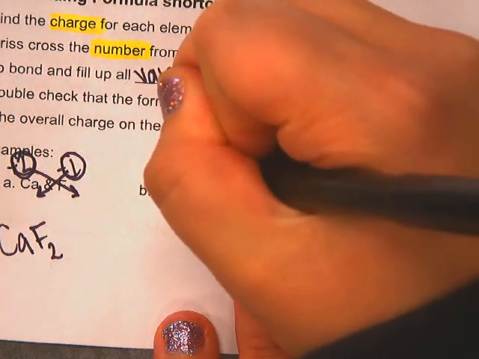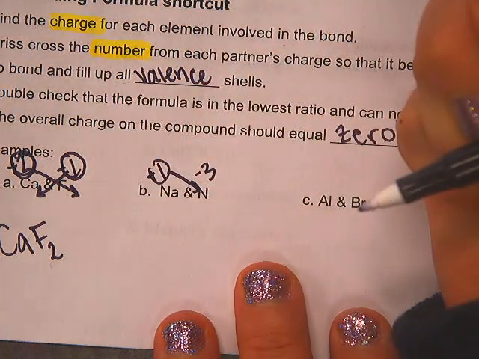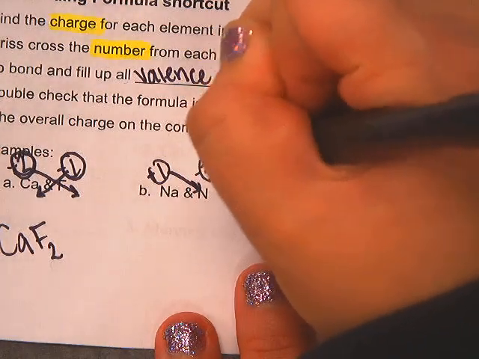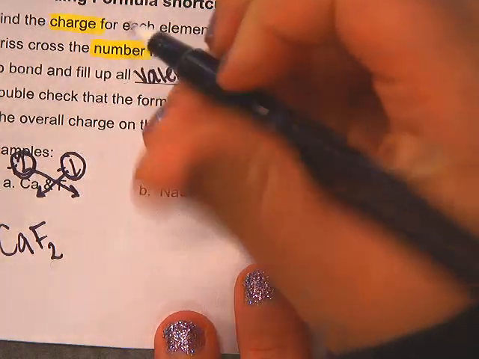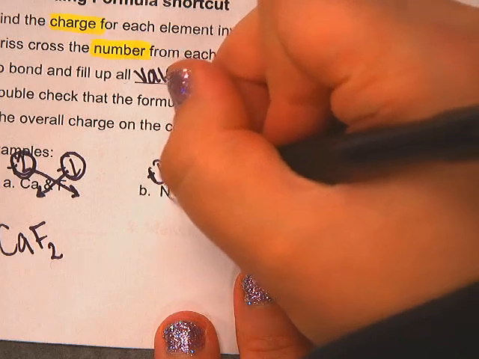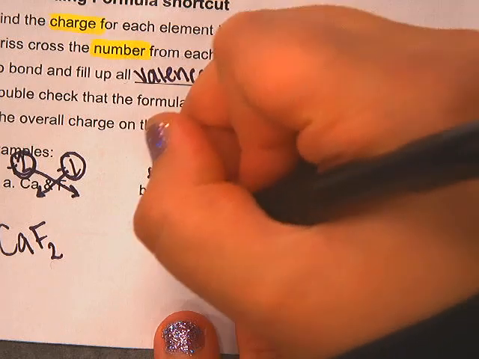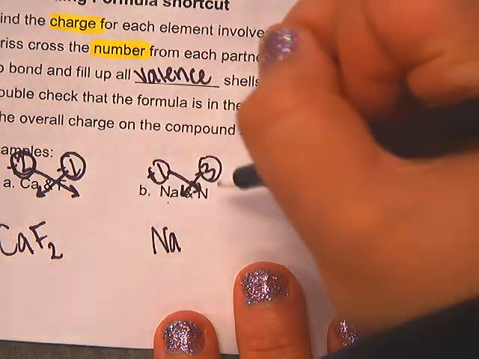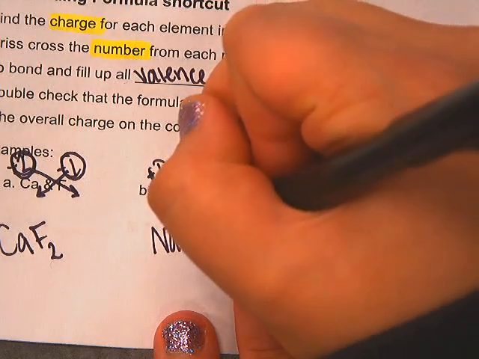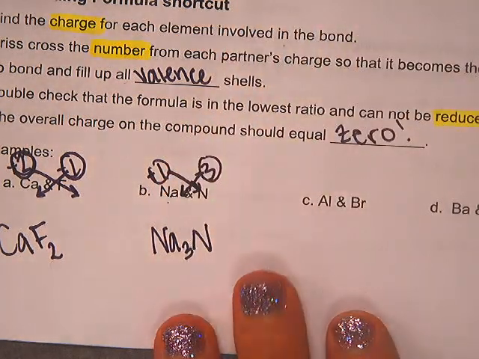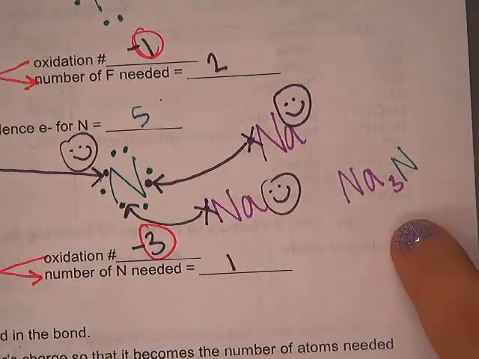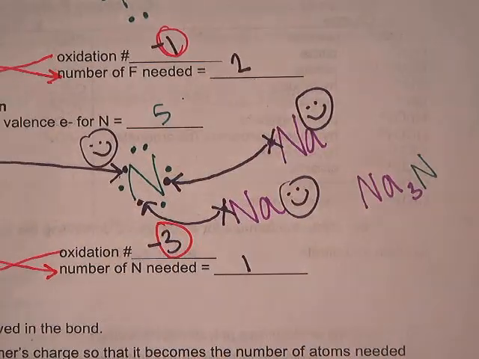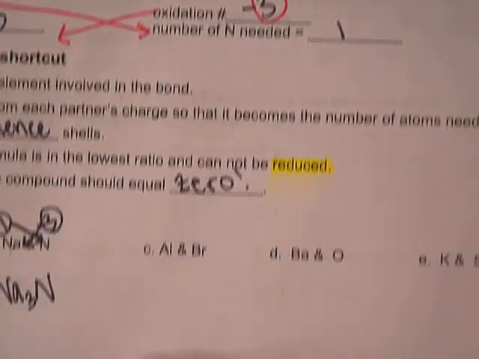So the 1 tells us that I need how many nitrogen atoms? Just 1. And the 3 tells us I need how many sodium atoms? Perfect. So when I write it, I still write sodium first since sodium was my cation, Na, and then a subscript of 3, and then N. So again, that came up with the exact same formula that we had when we drew the example for sodium and nitrogen.